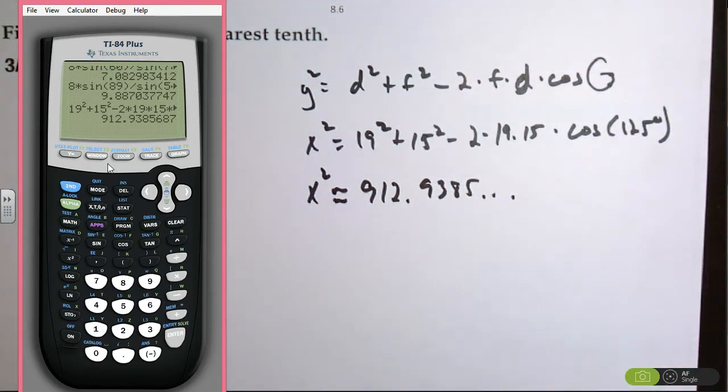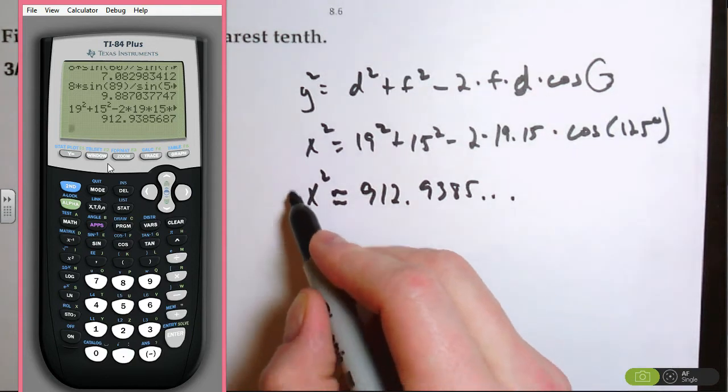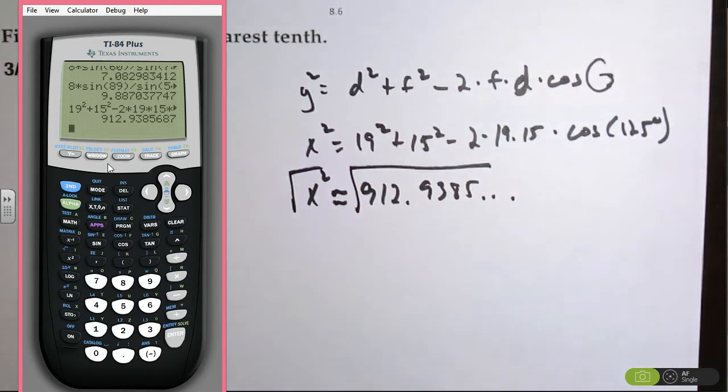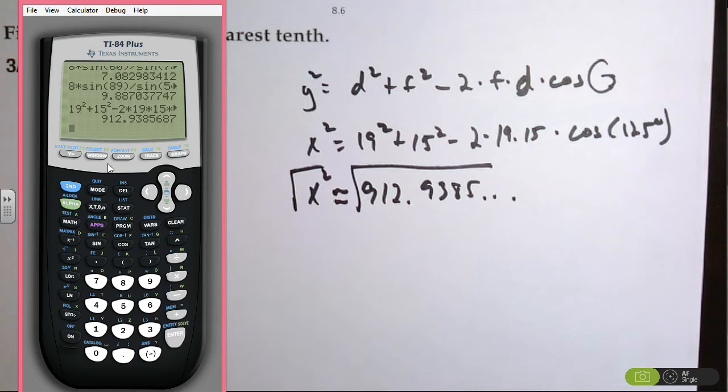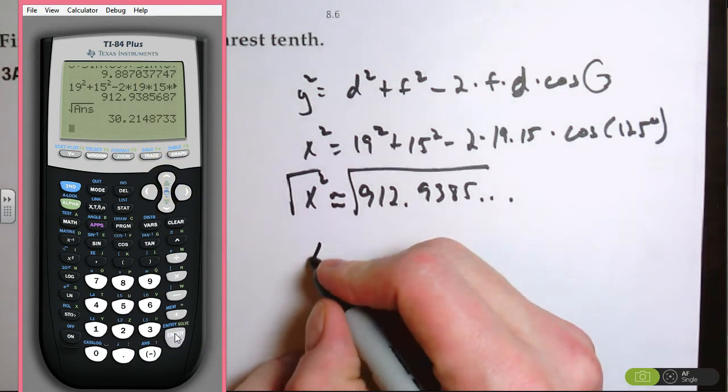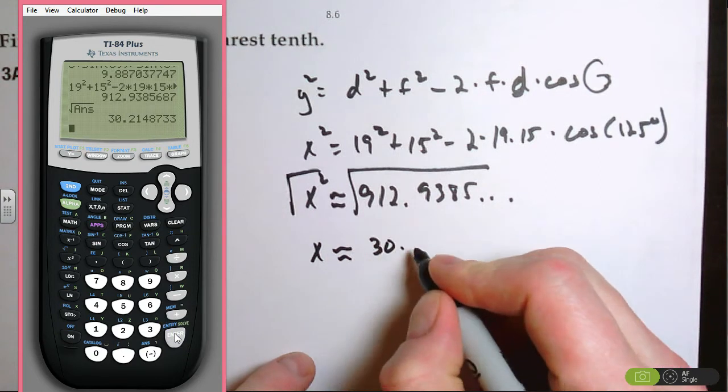The next thing I'll do to solve is take the square root of both sides, because that undoes the squaring. Here's the nice thing about the scientific calculator. You can do second, square root, and then do second, answer. That's the minus sign there. It pulls up the previous number for us, and then just press enter. X is approximately 30.2.